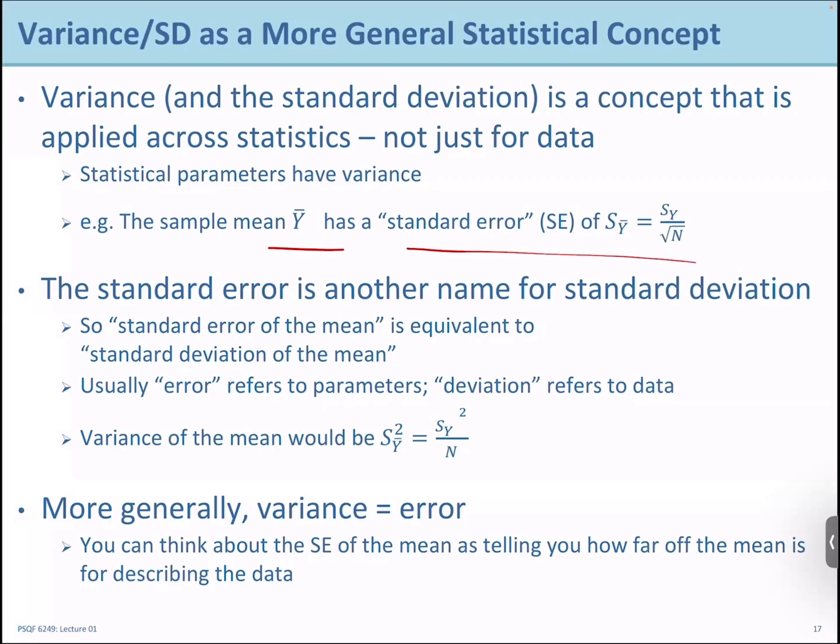Error itself often refers, in this case, to parameters, and deviation refers to data, right? So standard error goes to parameters, deviation goes to data. But more generally, I want you to think about variance. When we hear variance, it just means how far off we are in our prediction, how much error there is. If we just have a sample of data, you don't really think of it as error, it just quantifies it, but error relative to the mean, right? If the mean is your only prediction function.